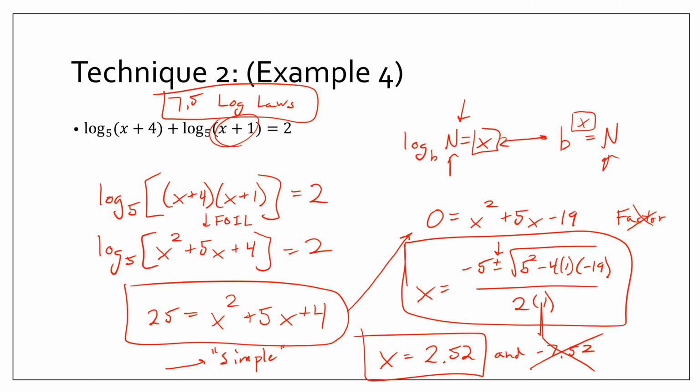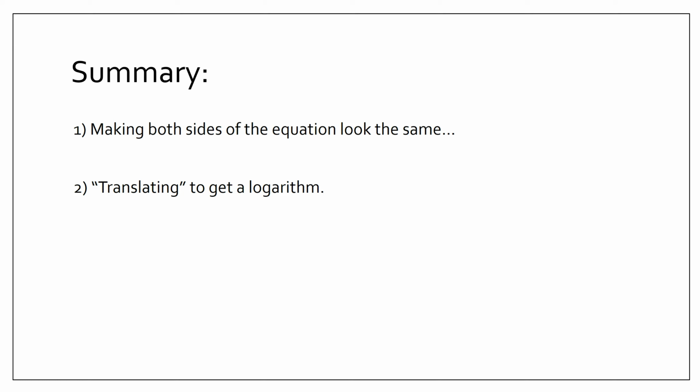Anyway, that's all I have time for today. Just a summary, there are two techniques. If the sides look similar, you make both sides of the equation look the same, and then just make equal the parts that aren't equal yet. That was like example 1 and 2. Or if you have an exponent on one side or a logarithm on one side, you may need to translate to get the logarithm like I did in examples 3 and 4. You need to have that logarithm translation memorized.